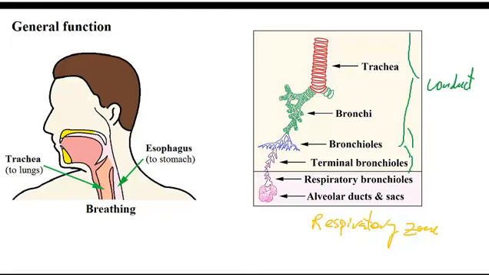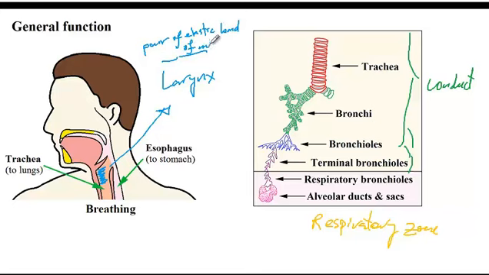Okay, now there's one last structure that I would like to discuss with you, and that's larynx, which is located on top of the trachea. So here we have larynx, which is made of a pair of elastic bands of muscles that are called vocal cords, and its job is to produce sounds.